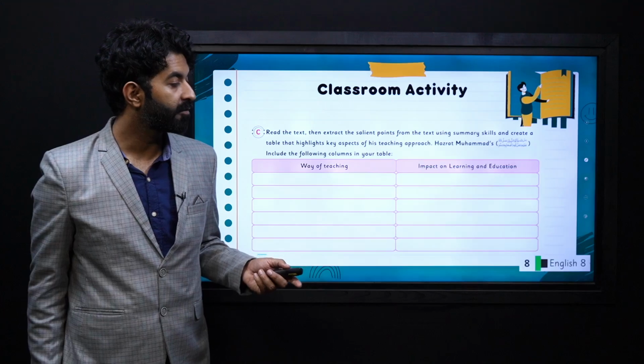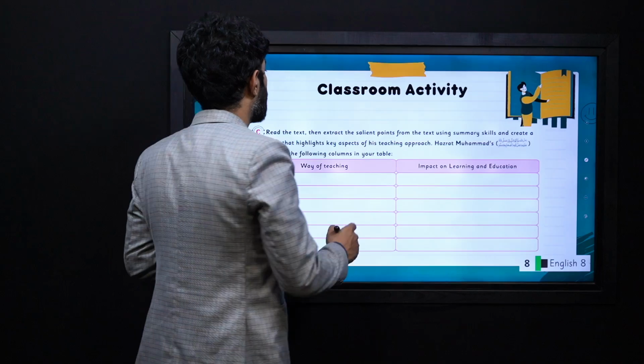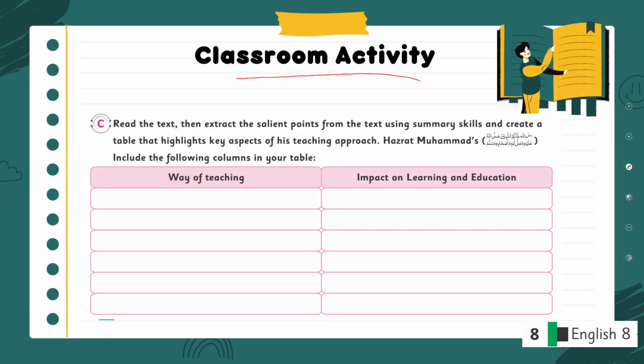Now we have a classroom activity for you on page number 8 of your book. It says, read the text, then extract the salient points from the text using summary skills and create a table that highlights key aspects of his teaching approach, Hazrat Muhammad Sallallahu Alaihi Wasallam. Include the following columns in your table. So this will be your classroom activity.